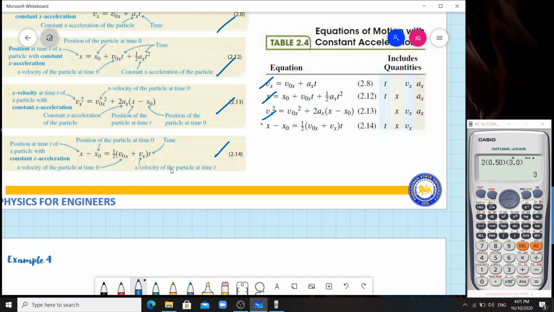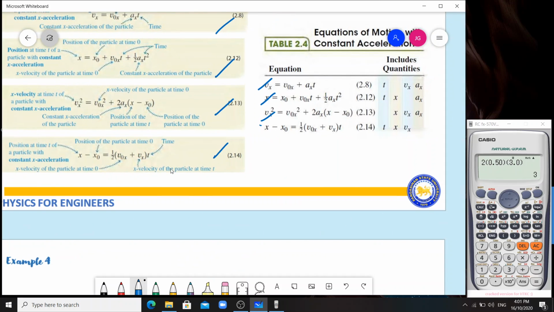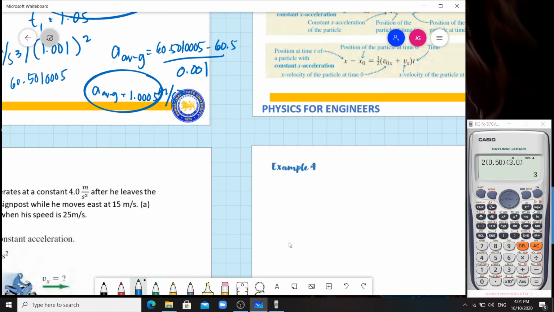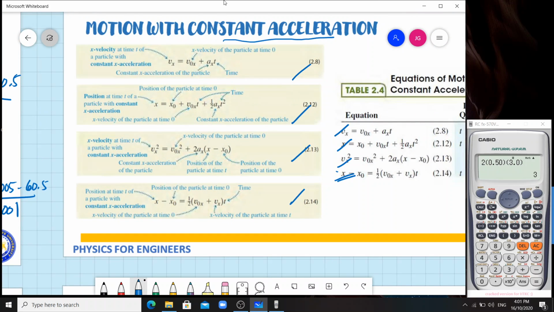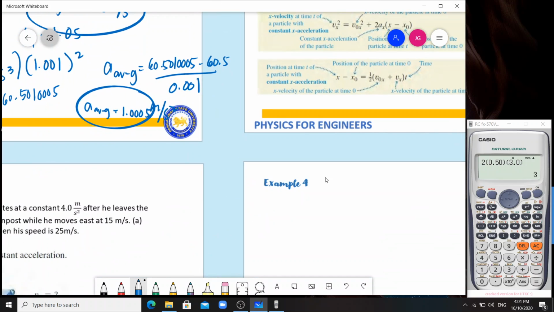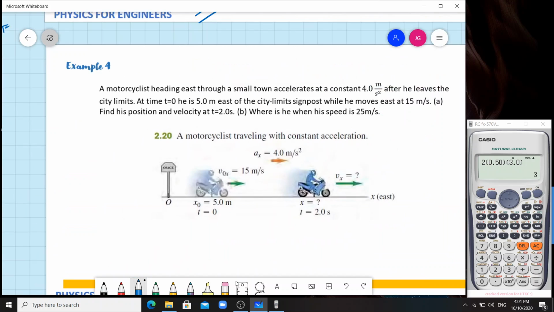Ito na yung fourth equation. Pares lang. Paalala lang, ginagamit lang yan kapag constant ang acceleration. Okay, so let's apply.